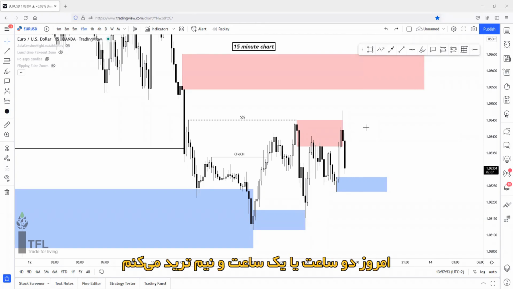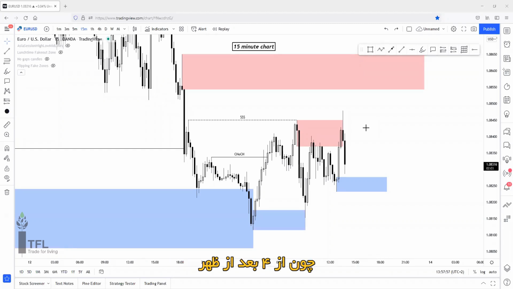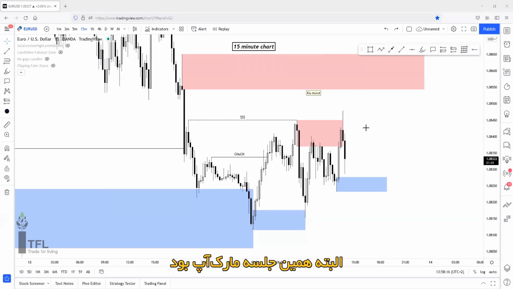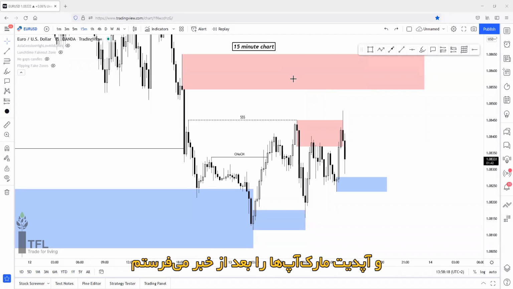Today I'll be trading for example 2 hours or 1.5 hours, because from 4 p.m. I have to do something with my girlfriend, and we have a program and we are going on a trip. So this session will be about 2 hours for me. I'll be sending the markup updates after the news is released, because this session was the actual markup section.